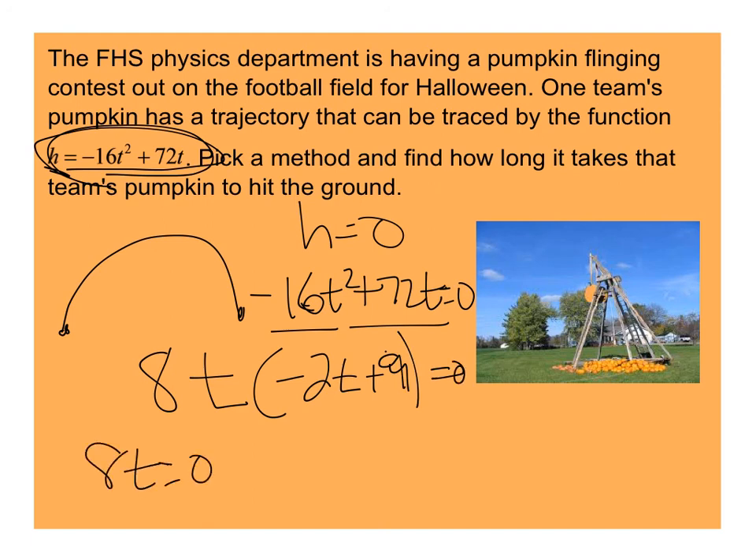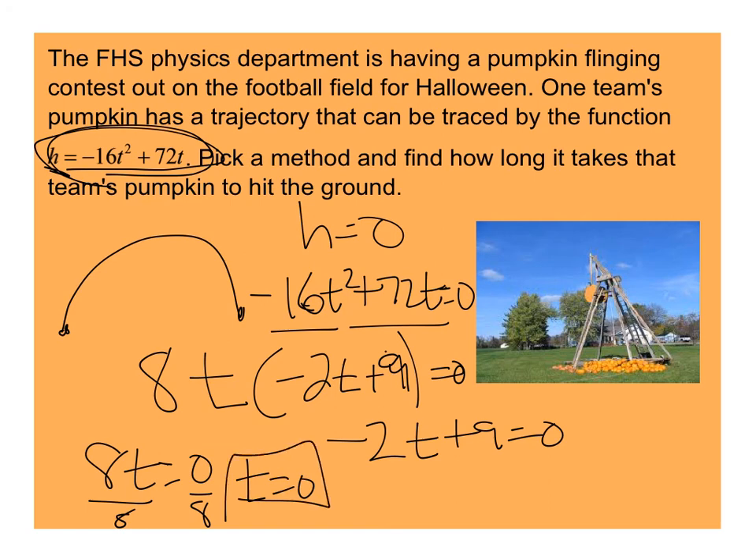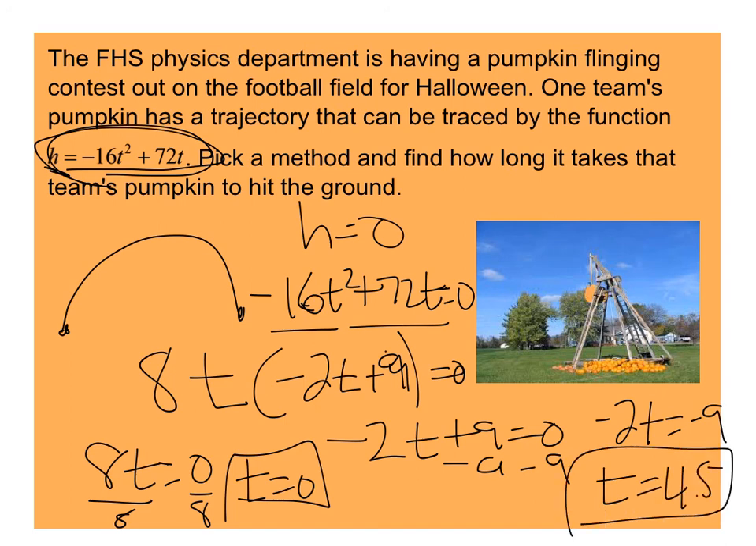Using the zero product property, 8t equals 0, or negative 2t plus 9 equals 0. So divided by 8, guess what? t is 0. This represents the start. Okay, this represents the pumpkin's loaded, it's on the ground, it's waiting to be chucked. This is going to tell me how long it's going to take to land. So if I solve this one, negative 2t equals negative 9, so t is going to equal positive 4.5. So the pumpkin's going to be in the air for 4.5 seconds, and that's how long it's going to take to land.